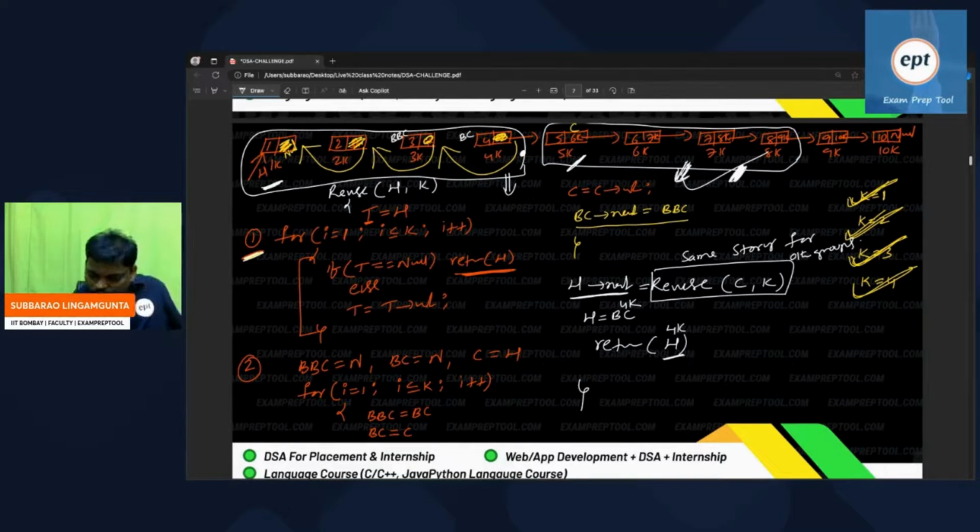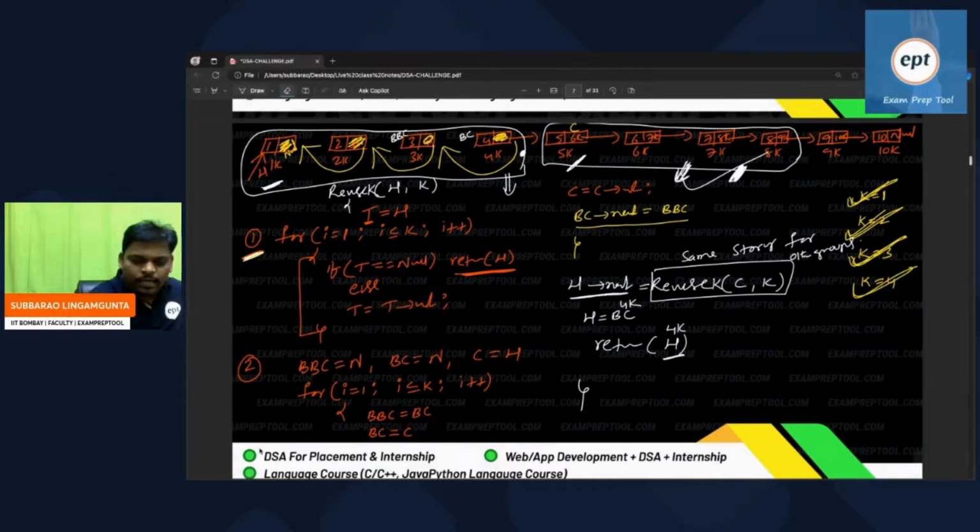And one more thing: the reverse function, reverse K or K reverse. Here also you have to write K reverse, or reverse K, if you want to write reverse K, you can write. It is the recursive function.